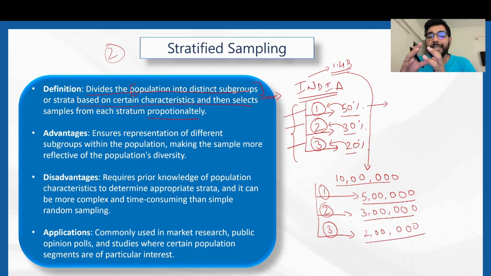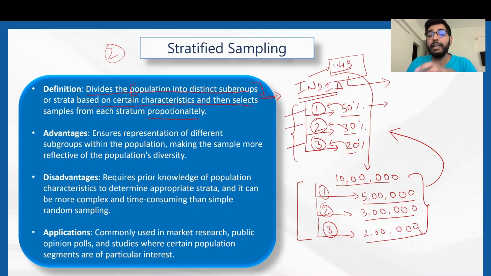This is what is meant by selecting observations from each and every stratum or subgroup that we have created of the overall population in a proportionate manner so that it represents the overall population. This is what is meant by stratified sampling, which is used when we don't want to use random sampling because the population diversity is too big, and hence we use stratified sampling in this particular case, ensuring that the sample is representative of the overall population.